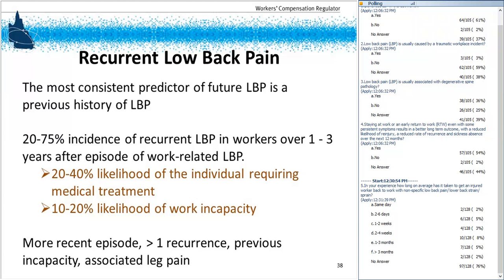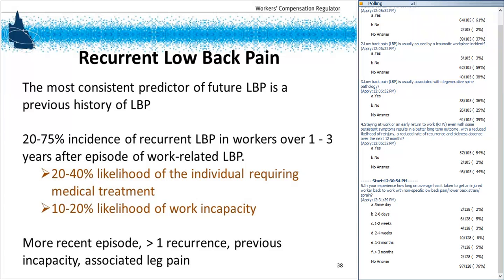The other thing that's clear from the literature is that most people who experience activity-limiting low back pain are vulnerable to experiencing recurrent episodes. Now, there's a very wide reported recurrence rate at 1 year of about 24 to 80%, but I've also highlighted on that slide that other studies have shown from pooled data that if you follow up workers who've had an episode of low back pain over a period of 1 to 3 years, then there's about a 20 to 75% incidence of recurrent low back pain, and in that group about 20 to 40% are likely to require treatment, and there's a 10 to 20% likelihood of work incapacity.